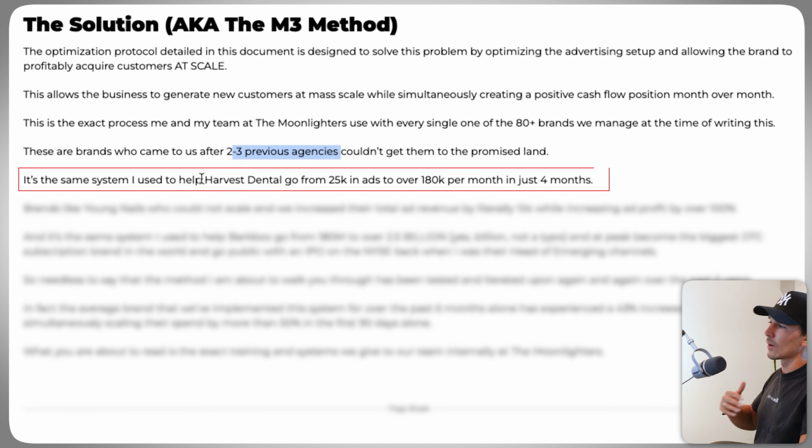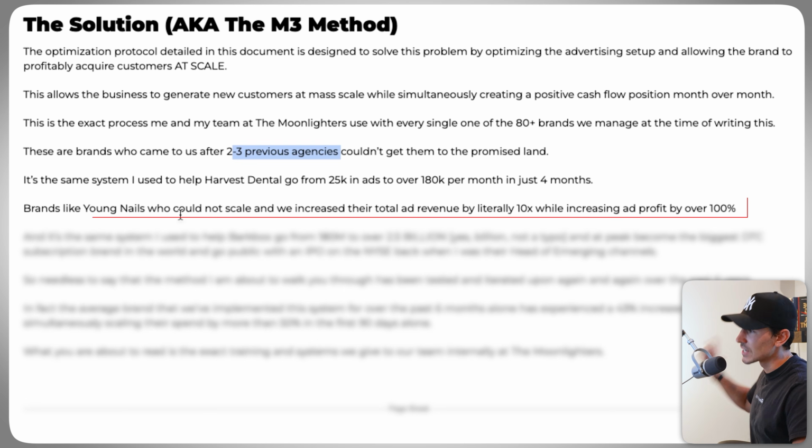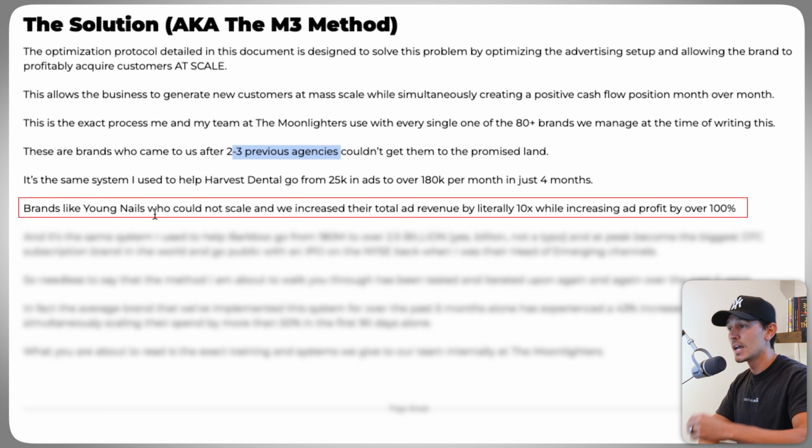It's the same system that we use, that I personally use to help Harvest Dental go from $25,000 per month in ad revenue to over $180,000 per month in ad revenue in just 4 months. It's the same system that we use with brands like Young Nails, who could not scale, and we eventually increased their total ad revenue by literally 10x and also increased their total business profit by over 100%.